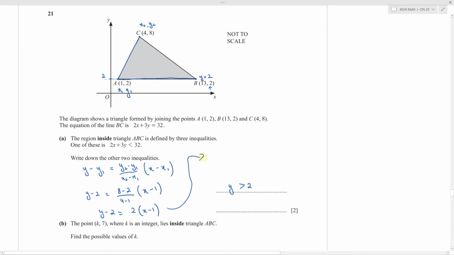So let me continue up here. I'll take this 2 to the other side. Let me first open the bracket. y equals 2x minus 2. And then taking this 2 to the other side is plus 2. So plus 2 minus 2 is 0. So y equals 2x. So this is the equation of the line AC. And since the region is below this line, my inequality will be y is less than 2x.